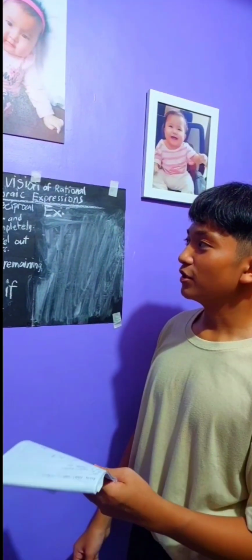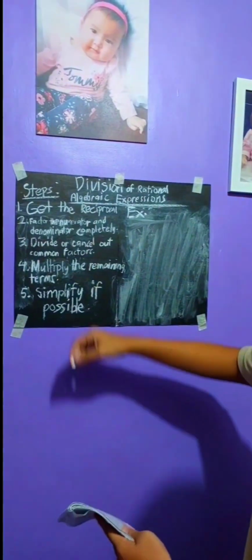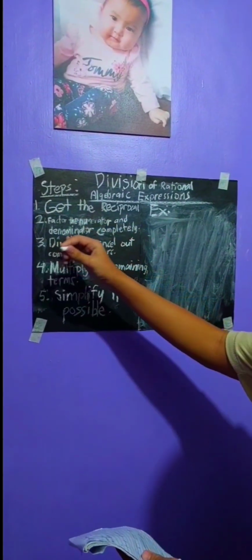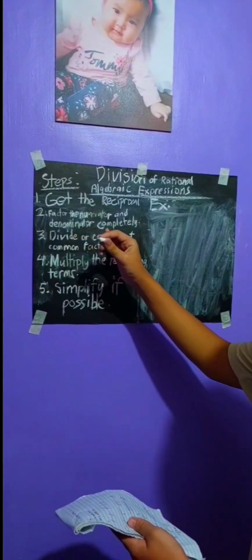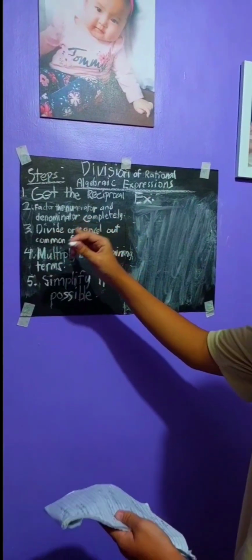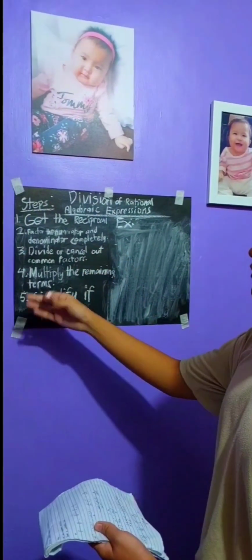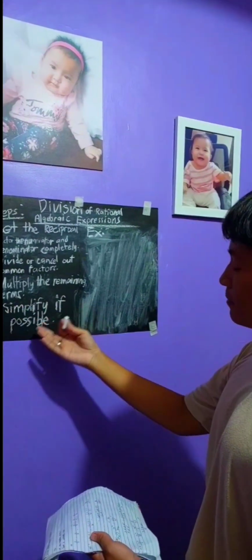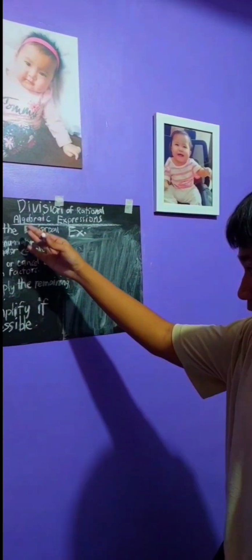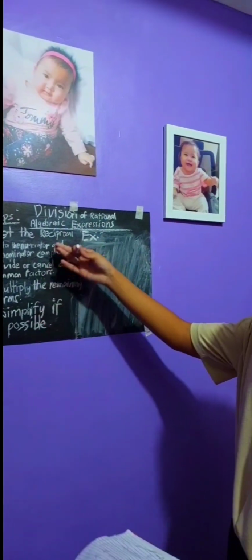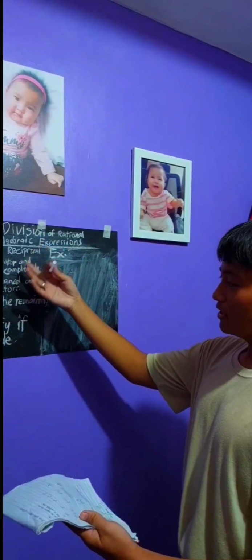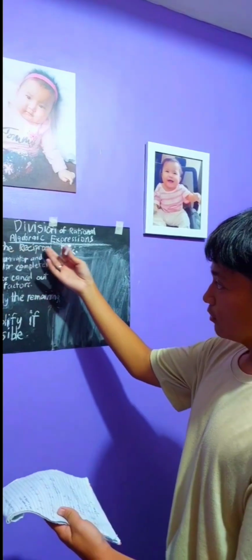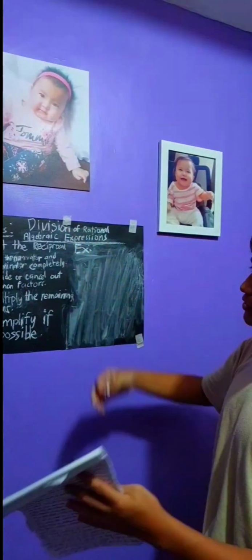Okay, now we're on division. Here are the steps. First, get the reciprocal. Second, factor the numerator and denominator completely. Third, divide or cancel out common factors. And fourth, multiply the remaining terms. And fifth, simplify if possible. So, napansin ninyo, ito din yung same steps ng multiplication. Dagdag lang natin yung get the reciprocal as a division.